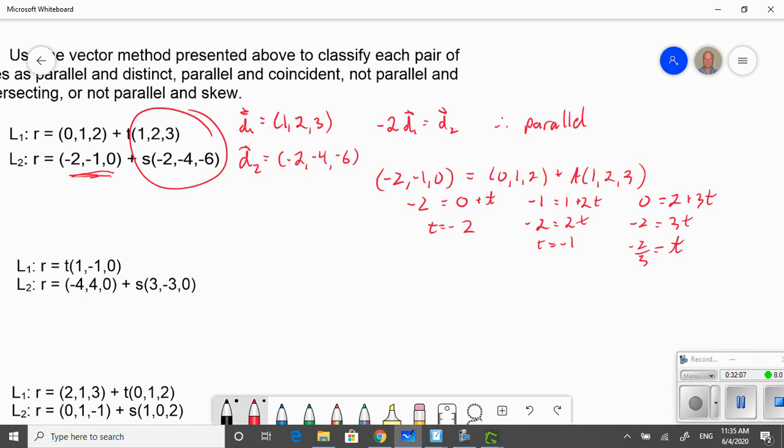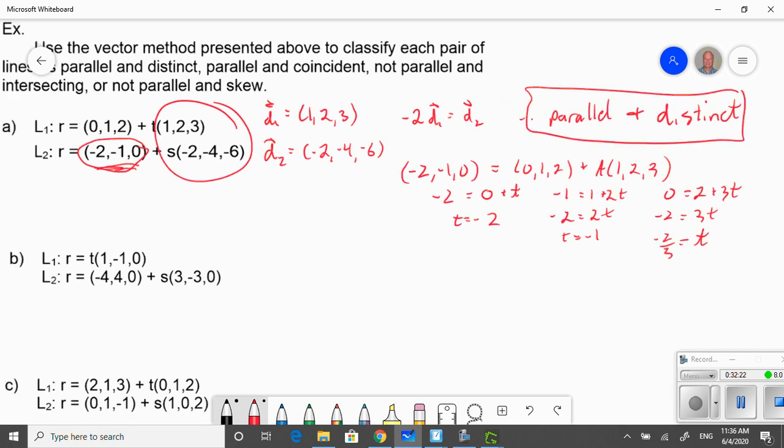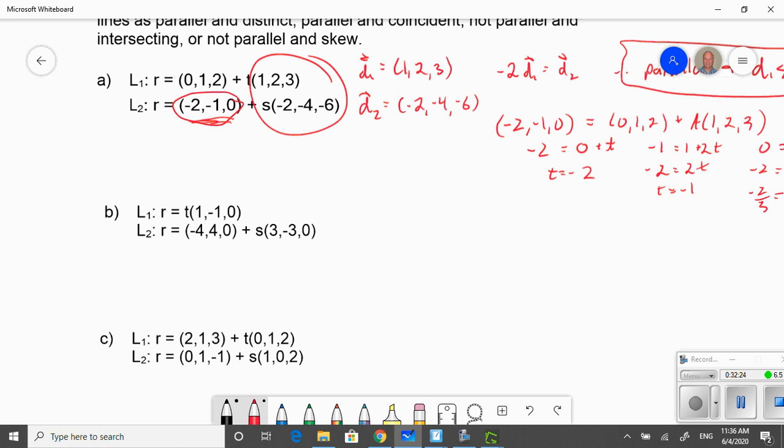Okay, so if I can't show that one of the points on one of my lines lies on the other line, I can conclude that these are parallel and distinct. Okay, and it's really that simple. Okay, let's look at B.